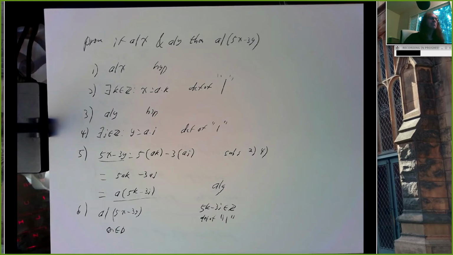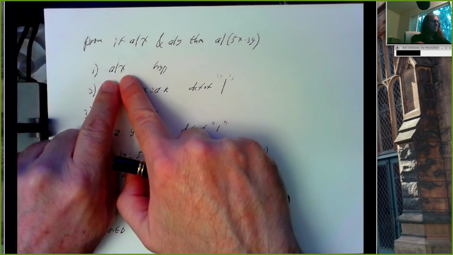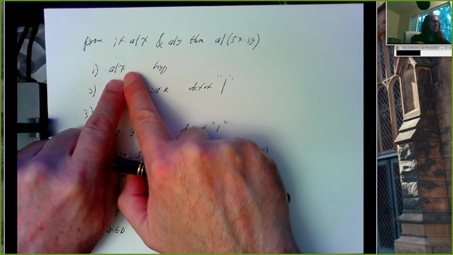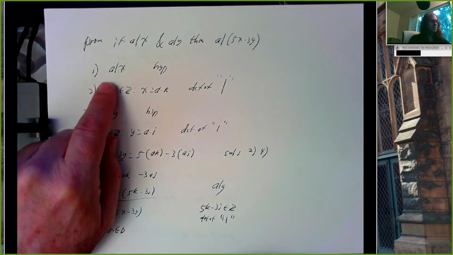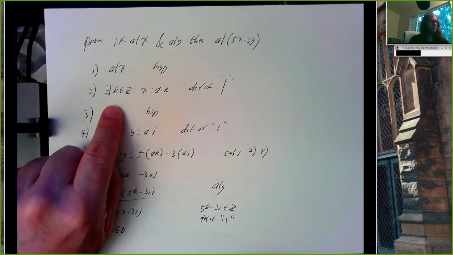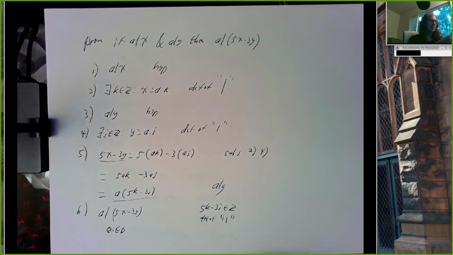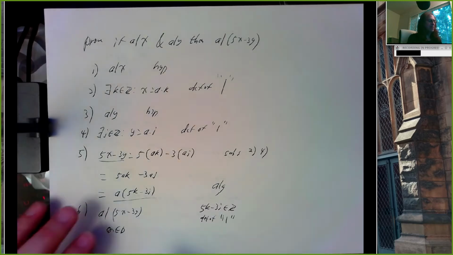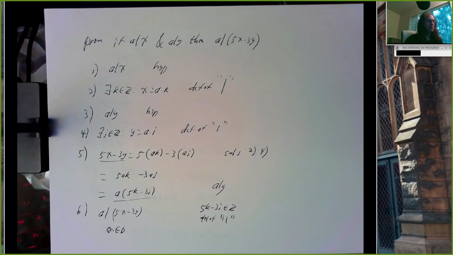Line 2 says x equals a times k, because our hypothesis is a divides x, which means x is a multiple of a. The definition of divisibility means that x is equal to a times some integer. Right? That's what this pipe symbol means. And then the same thing on line 4, because a divides y. Y is a possibly different multiple of a, so a times j.